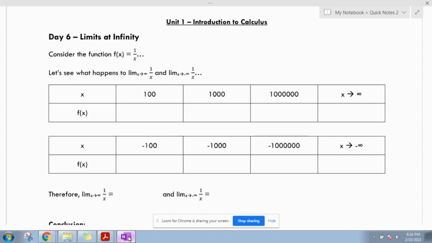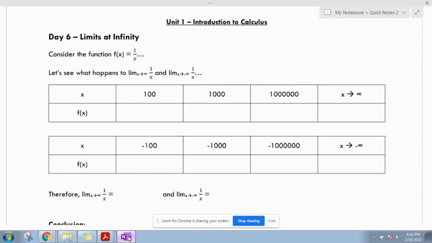So what you're going to start off here with is the function f of x equals 1 over x. This is your parent function for the reciprocal function. And here's what we're going to take a look at. We're going to see what happens when we look at the limit as x approaches infinity for 1 over x, and then as x approaches negative infinity for 1 over x.